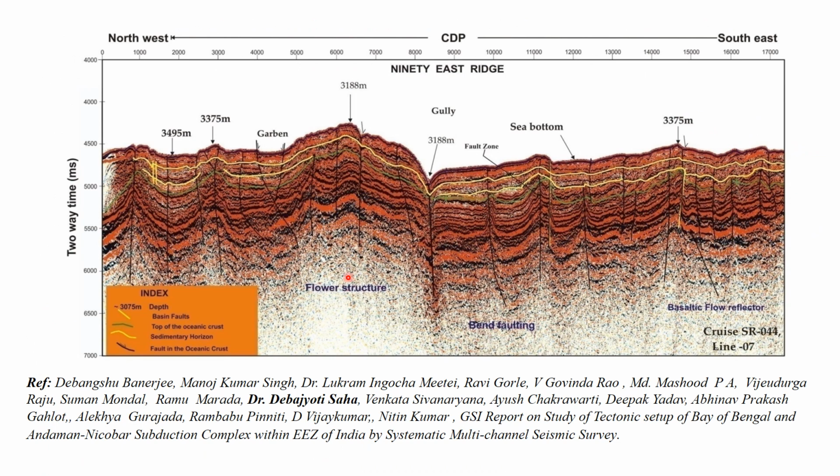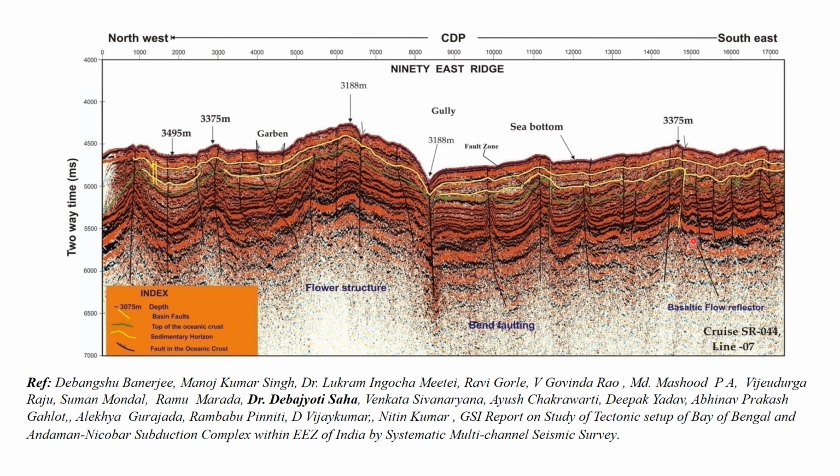This is one of the references, for which I was also a participant of the cruise. It is the GSI report on the tectonic setup of the Bay of Bengal and the Andaman Nicobar subduction complex by multichannel seismic survey through RV Samudra Ratnakar. You can see some undulating structures, faults, oceanic crust, and a sedimentary region. These are faults in the oceanic crust, bend faulting, and some flower-type structures. This is the basaltic flow.